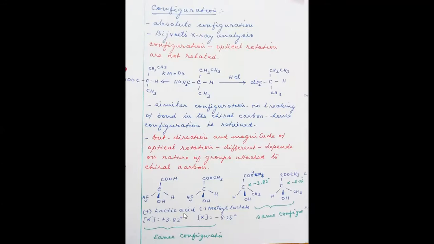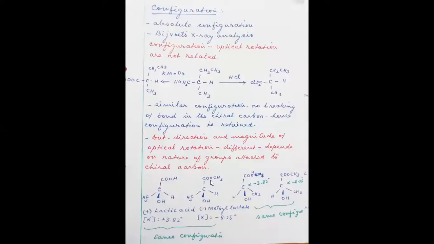You look here, in this example, you can understand. See, CH3, OH, CH3, OH, and here it is COOH, here it is COOH, here it is COOCH3. Only one group is changed. So both are of the same configuration. Look at their optical rotation. This is plus lactic acid. This is minus methyl lactate. Here the alpha is plus 3.82. Here the alpha is minus 8.25. See, optical rotation is not depending upon the configuration.